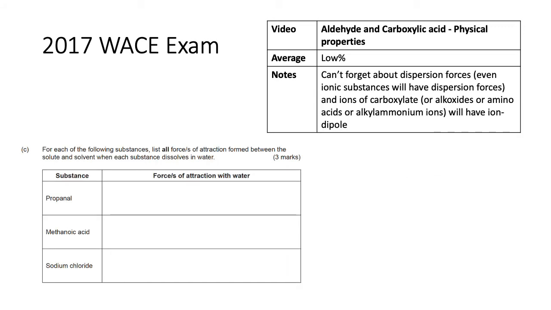Aldehydes and carboxylic acids and their physical properties. This average was low, so kind of forget about dispersion forces. Even ionic substances will have dispersion forces, and the ions of a carboxylate will have ion dipole bonds. So for each of the following substances, list all of the forces of attraction formed between the solute and the solvent when dissolved in water. This one here, propanol, it's an aldehyde, so therefore you're going to have H bonding, but it's talking about all of them, so you're going to have dipole and dispersion.